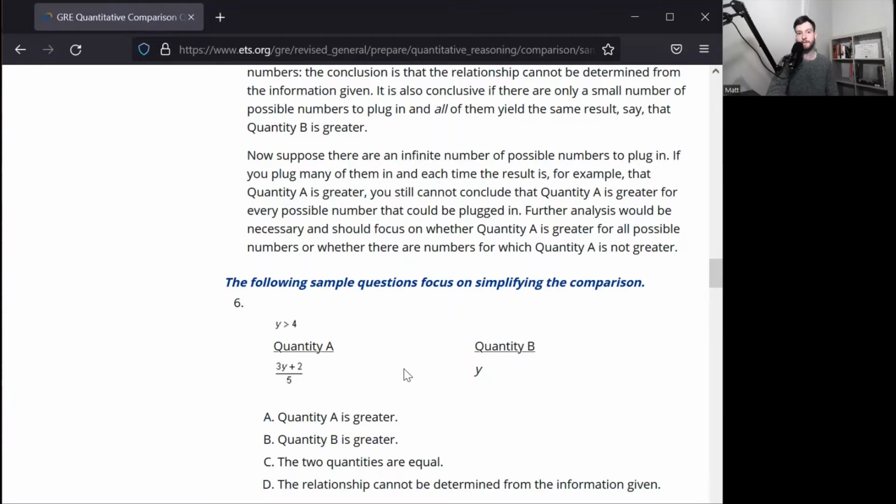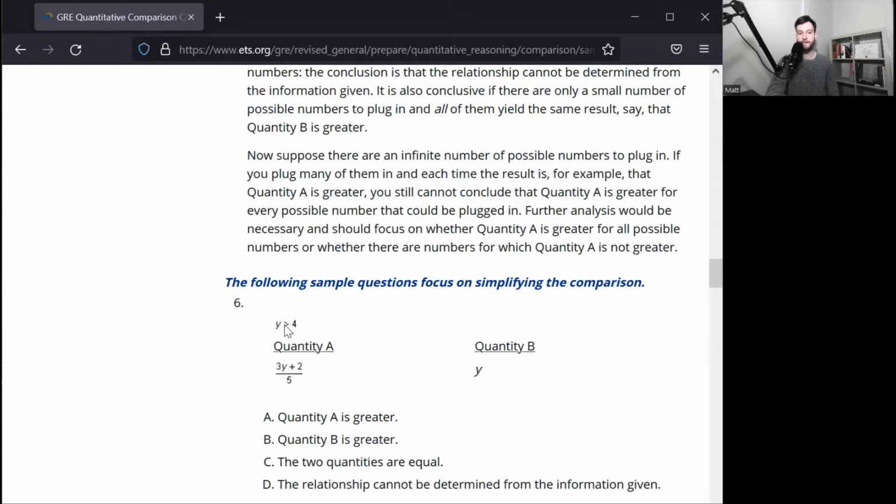So if we do the same to both sides to simplify it, we would end up multiplying both sides by 5 to get rid of this denominator. This would leave us with 3y plus 2 equals or is less than or greater than 5y. We could get rid of the 3y over here by subtracting it. That would leave us with 2 is less than, greater than, or equal to 2y. Divide everything by 2, and you get 1 is less than or greater than or equal to just y. Then you could plug in numbers.